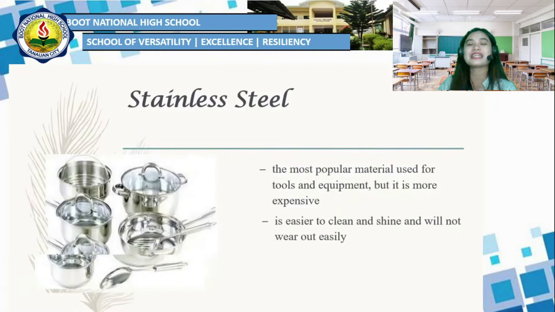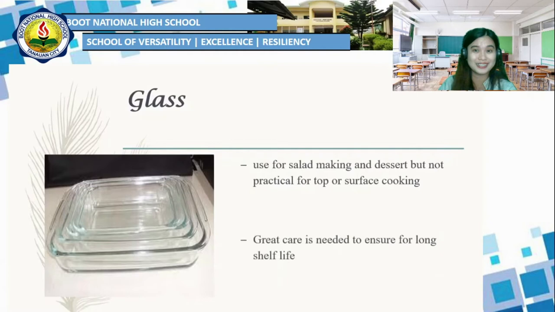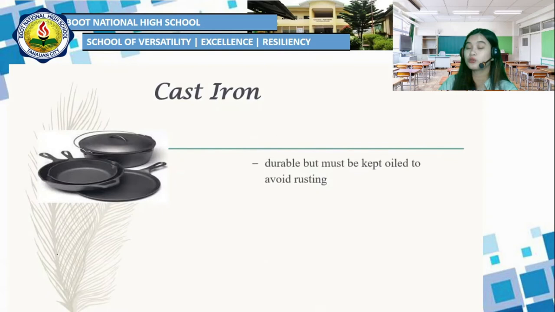Next, let's have the glass. When we talk about glass, it is used for salad making or dessert. Commonly nakikita natin siya pag fiesta. And it needs great care kasi siya ay babasagin. Okay, and the next one, we have the cast iron. Medyo kulay itim siya. It is durable but must be kept oiled to avoid rusting.